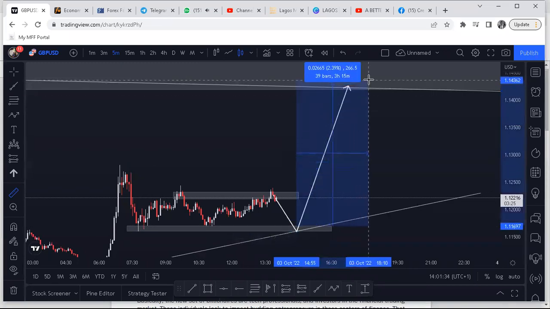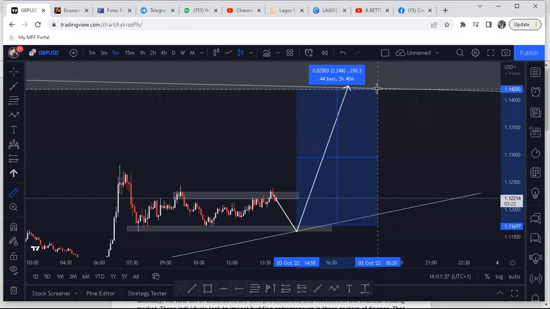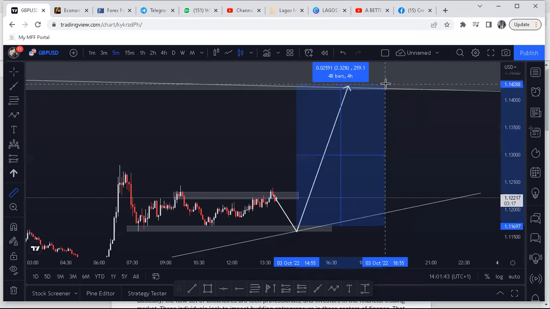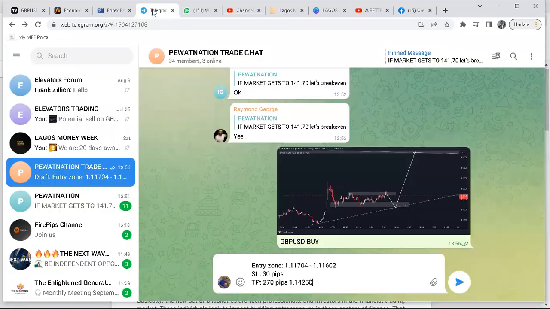So if you enter here, our TP is here. That's about 1.14250. That's about 260 pips. 260 plus pips. Okay, if you had entered the lowest point, that would be 270 plus pips. So I think that's okay. So you can take profit at that place. Anyway, that suits you.